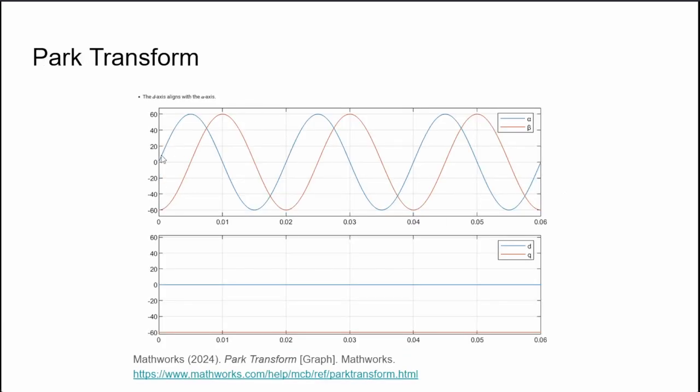The Park transform changes the reference frame from a rotating one with all these sinusoidals into a stationary one. So you can see how it turns these two sine waves into just two lines. The blue is subtracted from itself and becomes just a 0, and it's subtracted from the red to become this -60 line. So by removing the rotation, we can turn the xy coordinates into quadrature and direct force readings, which can finally be used with the desired quadrature and direct force values to calculate error for use with the PI controller.